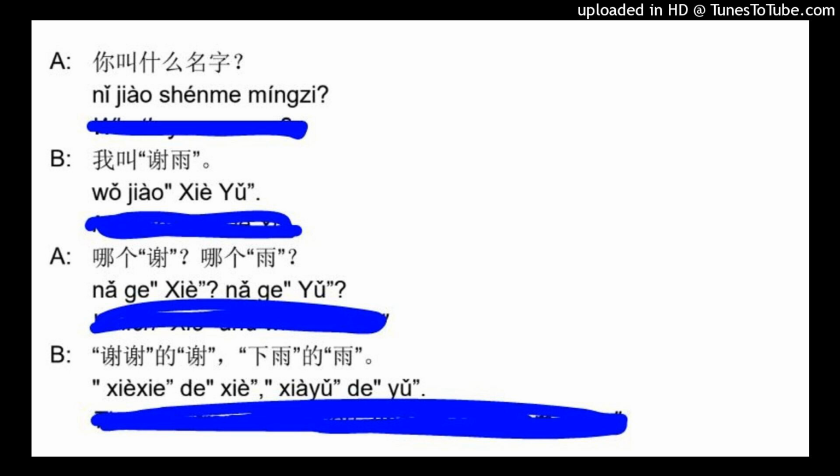That's right. Okay, so here's the key part. Once you've heard the name, you want to know what the characters are. You know, if you're Chinese, this is how you think. 对, and so how do you ask? 哪个谢？哪个宇？ Okay, so this person has broken down the name into two characters and wants to know which character for xie and which character for yu.